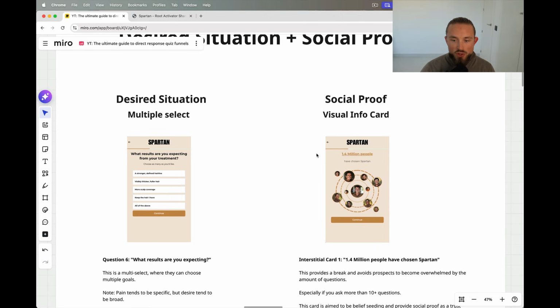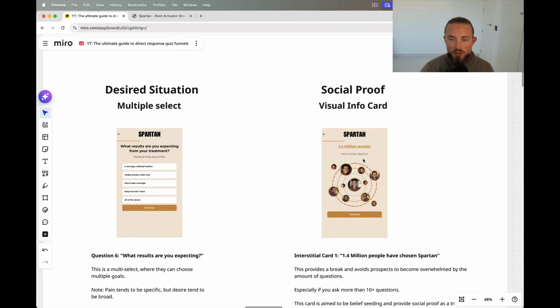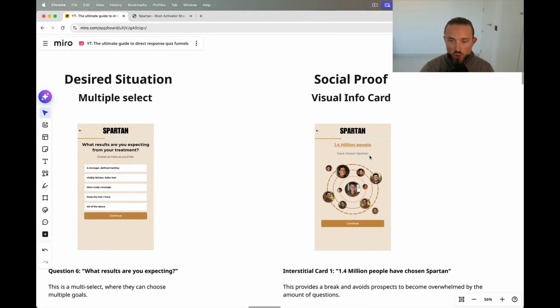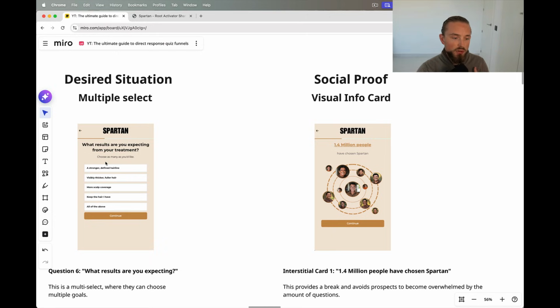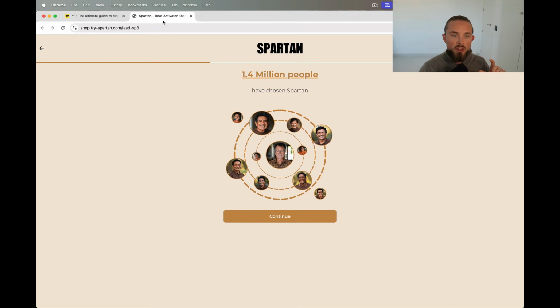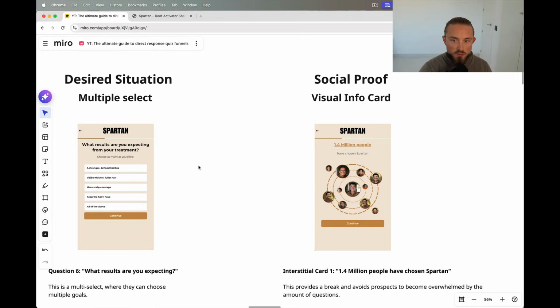The second one is also super interesting because this is the first time that we give them social proof. This is not really a question. It is rather tying this to their desired situation: this is my desired situation, I want, for example, a stronger defined hairline and thicker and fuller hair. Then they click on continue. The next thing we show them is, listen, we have millions of happy customers. So this is more of an information that we give them.